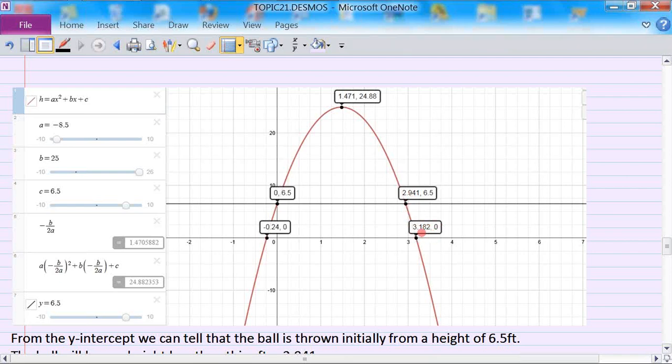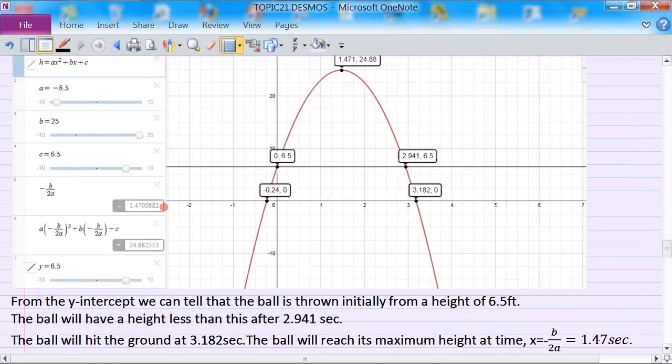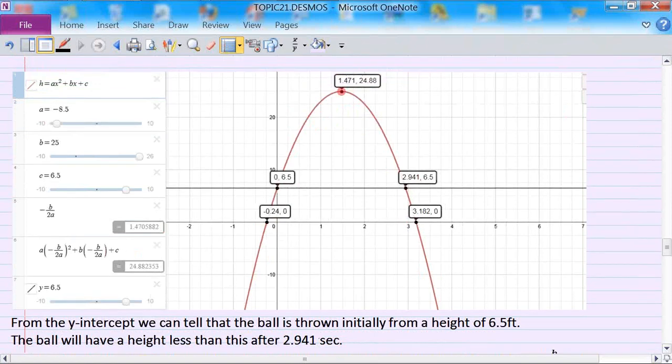Remember, the x value here is the time, and the y value is the height. I calculated the axis of symmetry, calculated the maximum height, and this corroborates what I see in the graph. This is calculated. Now I can just click on this point in the graph itself, and it'll give me this point if I click on it.